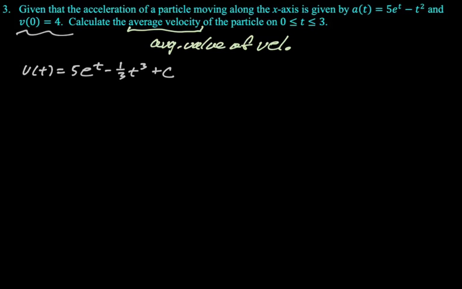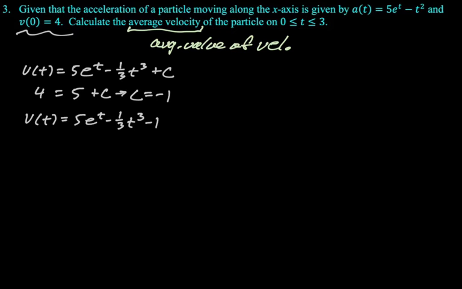Well, v of 0 is 4, so 4 is equal to 5e to the 0 is 1, 0 cubed is 0, so we get 4 equals 5 plus c. c is negative 1. All right, so now we know the velocity function is 5e to the t minus 1/3 t cubed minus 1. Average value is integral over interval. So let's set that up. So 0 to 3 of our velocity function.